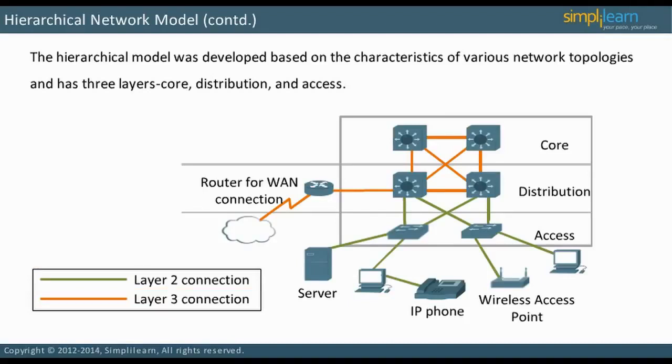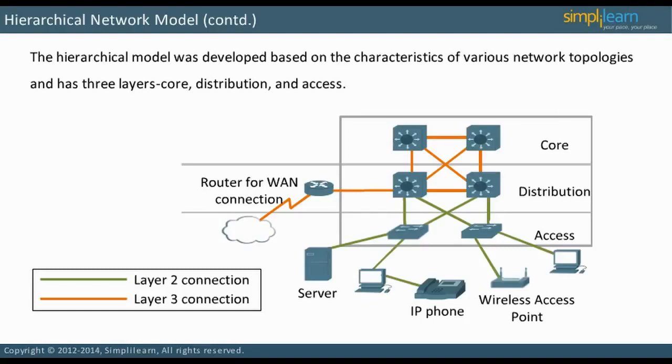Note the Layer 3 connections end at the distribution layer. Below that, all connections are Layer 2. The rest of the connections are Layer 3. In the image, the router connects to a remote network. This is a Layer 3 connection. Distribution and core layers are linked through Layer 3 connections. The switches in both these layers are multi-layer switches or MLSs. These can do Layer 3 routing and Layer 2 forwarding.